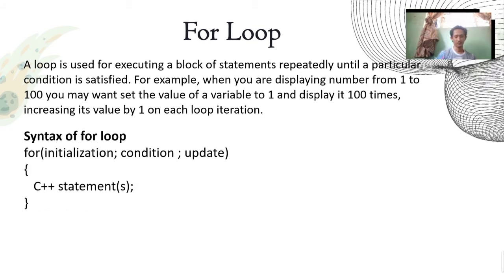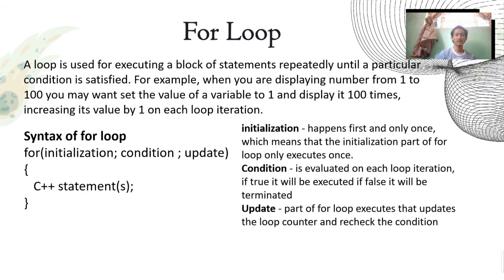Syntax of the for loop. Initialization happens first and only once, which means that the initialization part of the for loop is only executed once. The condition is evaluated on each loop iteration. If true, the loop body will be executed. If false, the loop will be terminated. The update part of the for loop executes to update the loop counter and recheck the condition.